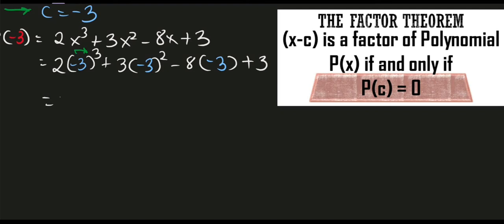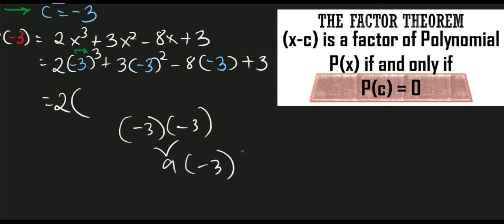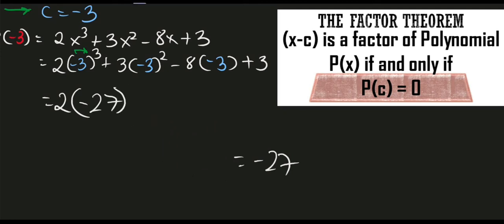So, magkakaroon tayo ng 2 times negative 3 cube. Okay, that is negative 3 times negative 3. Okay, negative 3 times negative 3, that is 9. Times negative 3, that is negative 27. So, we have negative 27. Alright? So, next tayo. 2 times negative 27. So, wait. So, ayusin ko lang.